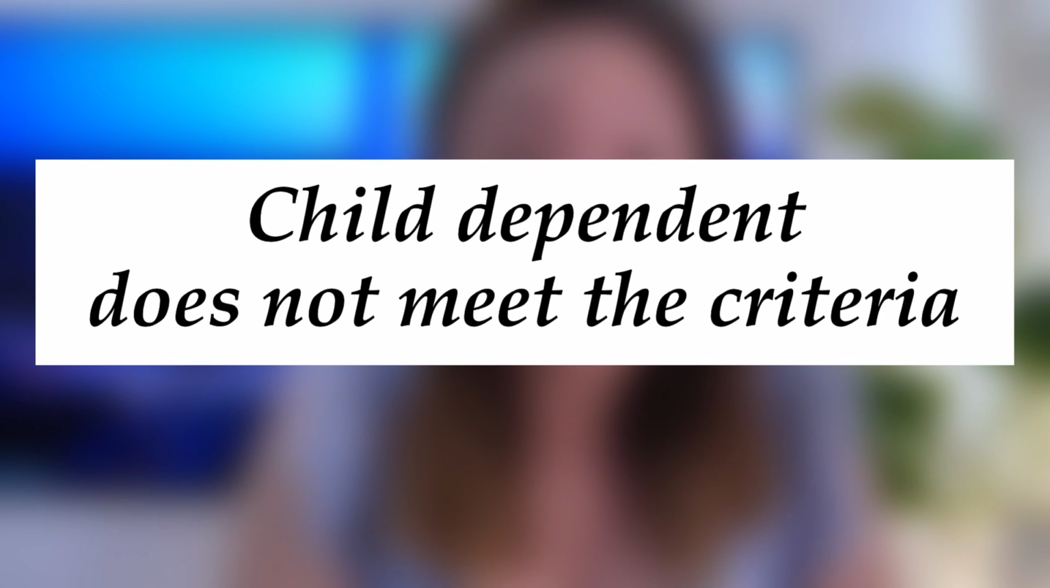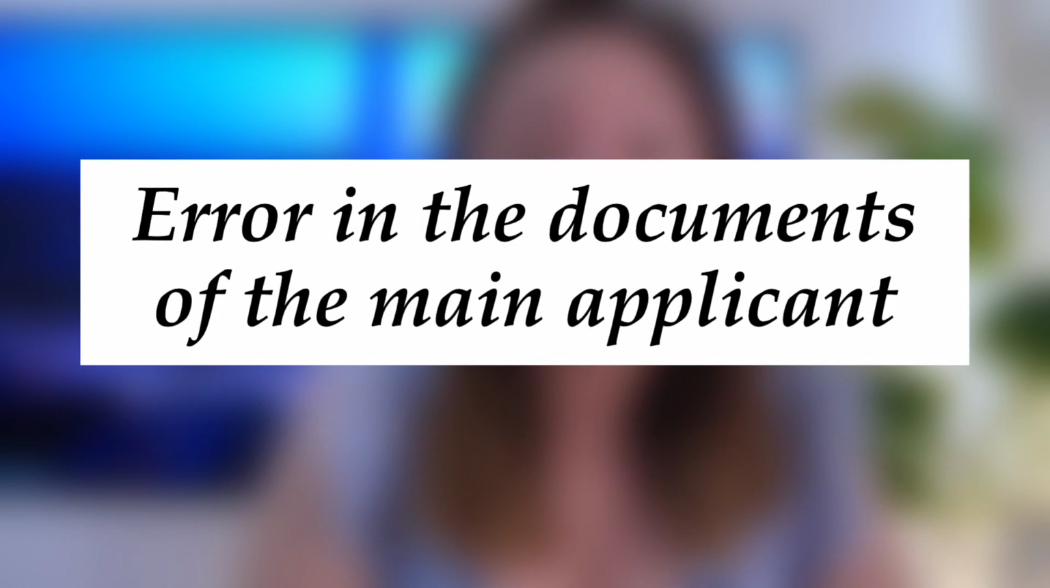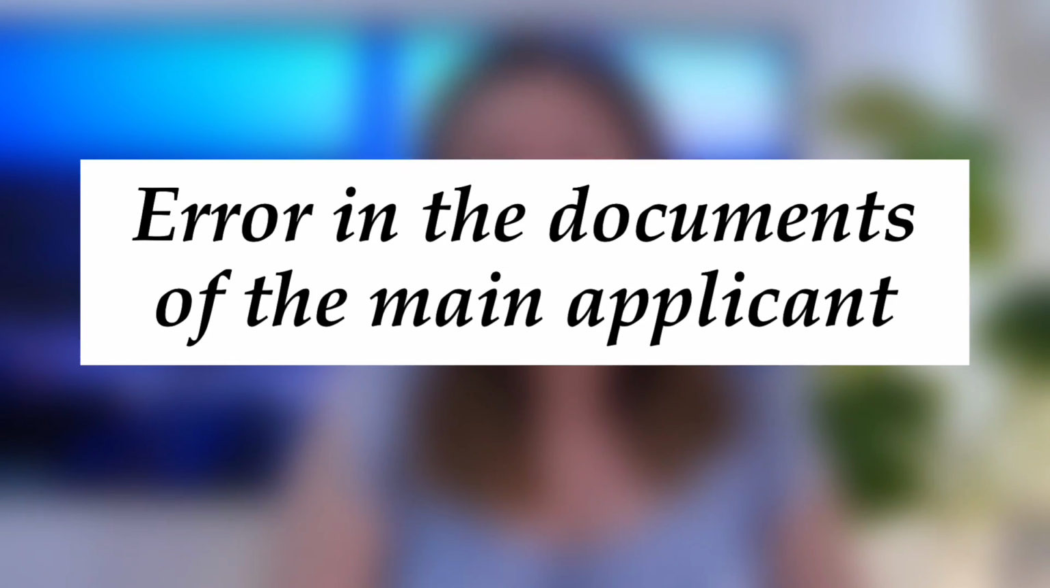Number 8. If a child-dependent applicant does not meet the eligibility criteria to join the skilled worker visa holder in the UK, then the application might get refused. The ninth reason is error in the documents of the primary visa holder, like the certificate of sponsorship. This factor is applicable for those who are coming to the UK together with the skilled worker holder, okay? But for those who are already here in the UK, it is unlikely to happen because they won't be issued a biometric residence permit if there are discrepancies initially in their certificate of sponsorship.